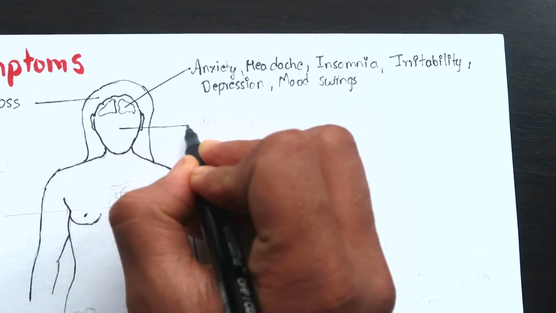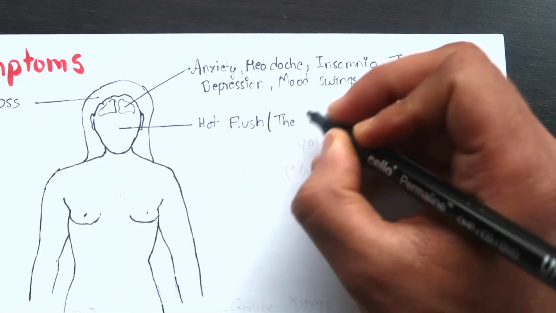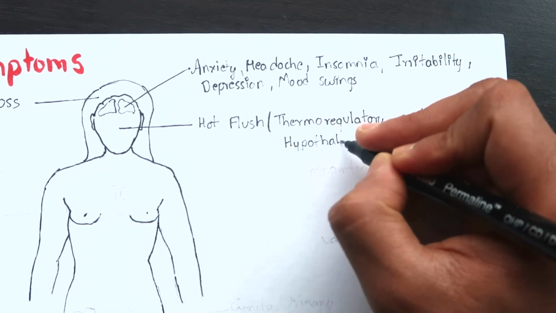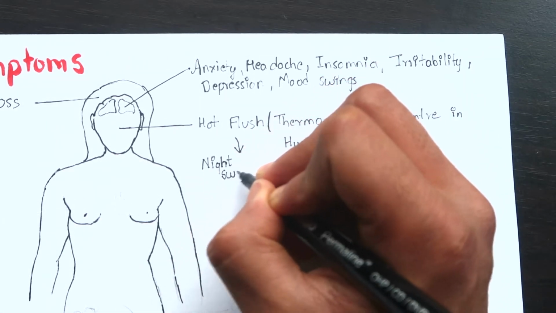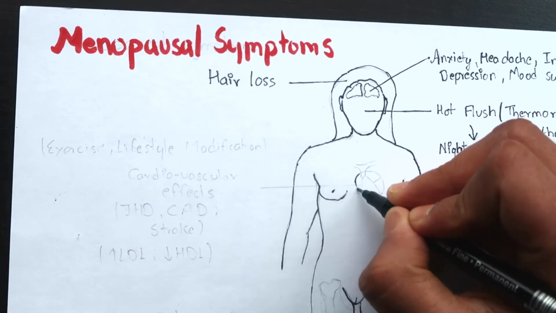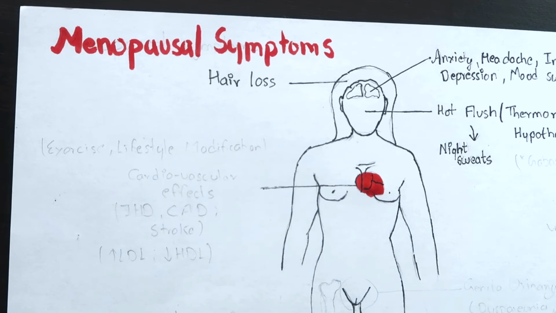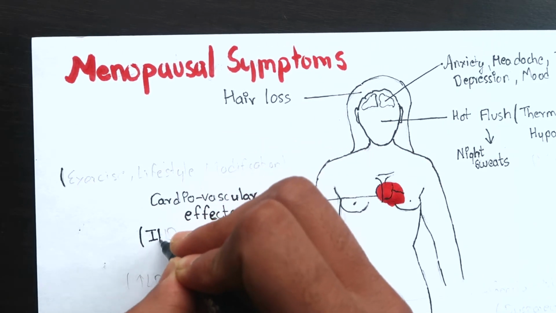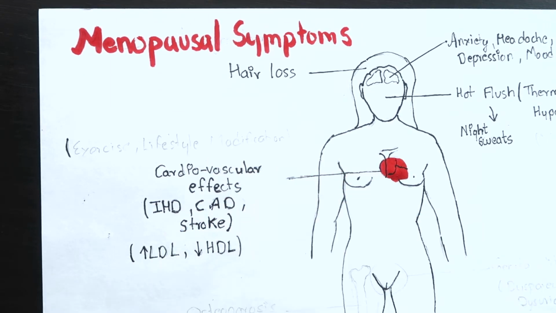The most characteristic symptom of menopause is hot flush. It is characterized by a sudden feeling of heat and profuse sweating due to cutaneous vasodilation. This is what causes night sweats. Cardiovascular effects such as ischemic heart disease, coronary artery disease, and stroke can occur. This is due to an increase in the level of LDL and a decrease in HDL due to absence of estrogen.